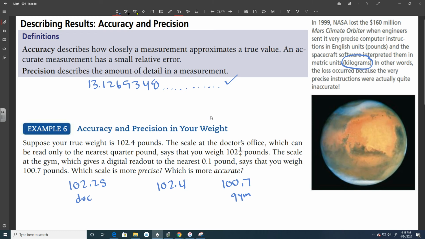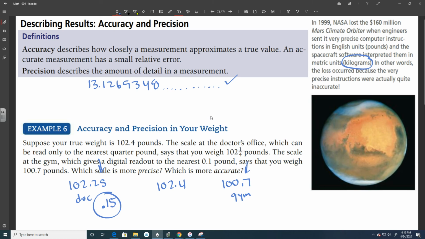So it wants to know which is more precise, which is more accurate. Well, the one at the gym only measures out 1 digit past the decimal. The one at the doctor's office measures out 2 digits. So I would say that one is more precise. But which one is more accurate? Well, at the doctor's office, if I'm supposed to be at 0.4, I'm 0.15 away. At the gym, it says that I'm 100.7. Did I write that correctly? I did. Okay.